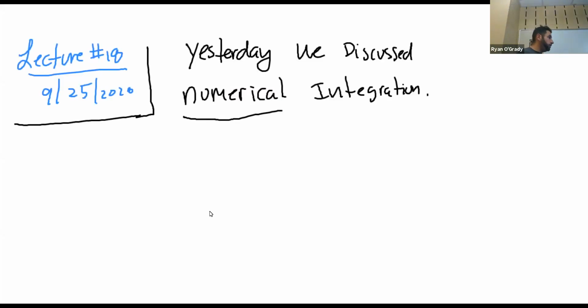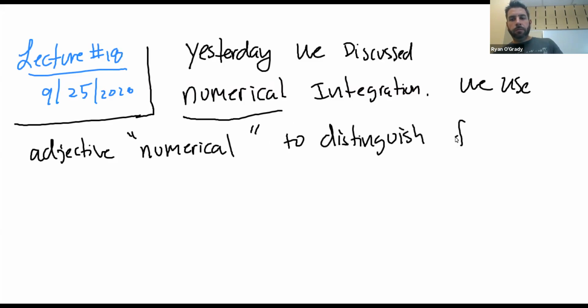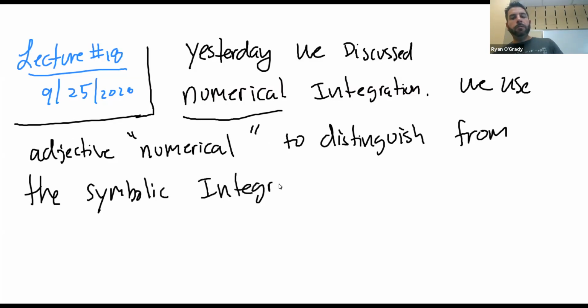From symbolic integration, which is what we've been doing. So we use the adjective numeric or numerical to distinguish from the symbolic integration we've done up until yesterday.